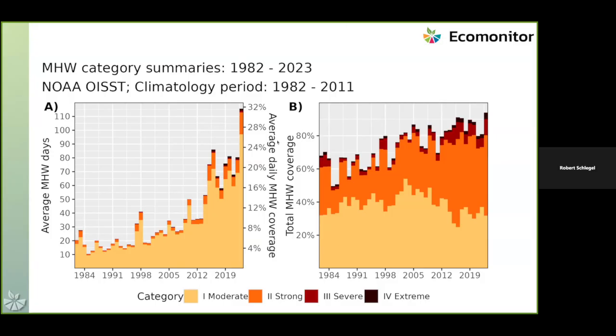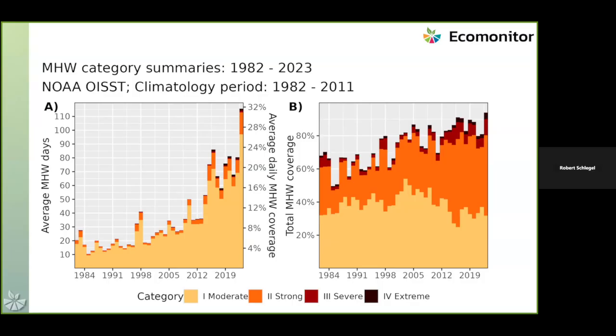And what we're looking at on the left-hand side is the average number of days that the ocean is experiencing a marine heat wave. So the x-axis is years, and the y-axis on the left is the number of days. If this were to be 365, that would mean the ocean is experiencing a constant marine heat wave. At the moment, 2023 was the record setter at about 110 days on average. So we're getting close to the halfway point now.